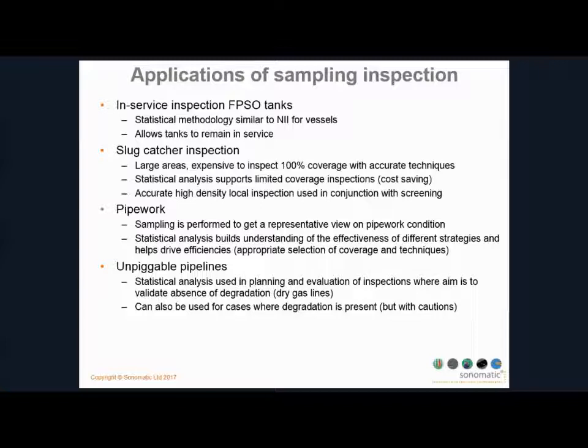And then finally, unpiggable pipelines, basically where you don't have access for pigging, so you're going to be doing external inspections, and typically you can only achieve low coverage driven by economic requirements. So that's been fairly widely used for planning and evaluation of inspections where the aim is to validate absence of degradation, and also in some cases where degradation is present. But pipelines you need to be cautious with because the coverage tends to be very low. So issues around homogeneity and so on become very important.